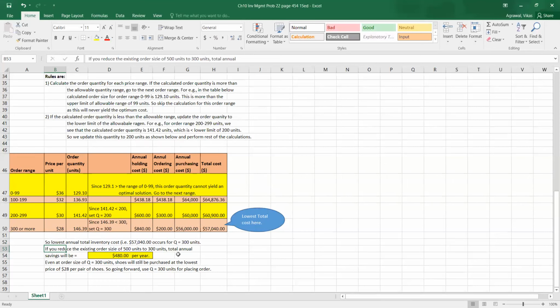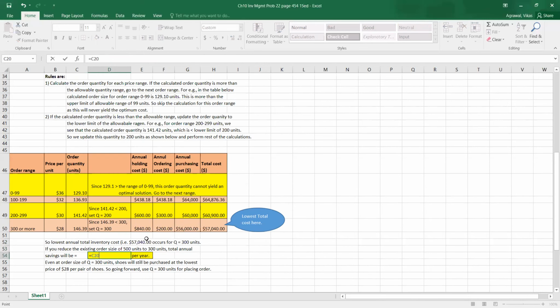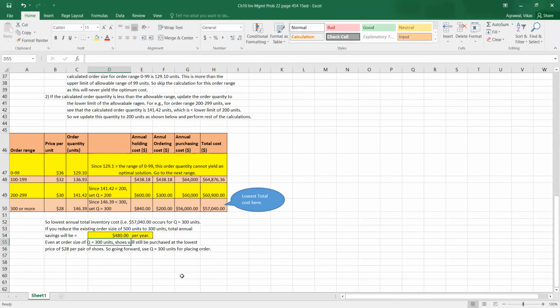So if you place 300 units, your total annual inventory cost will be $57,040, which is lowest. And if you reduce the existing order size of 500 units to 300 units, the total savings is going to be, we're going to calculate this one, so right now this much you're spending, and now it's going to be this much. So the total saving is going to be $480 per year. So it's like a win-win situation.